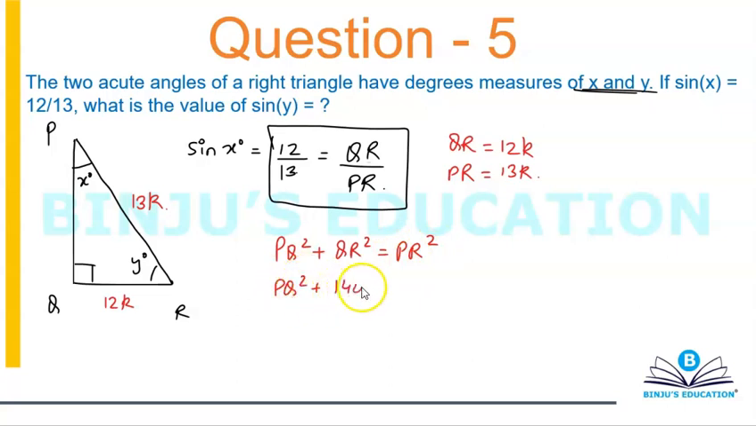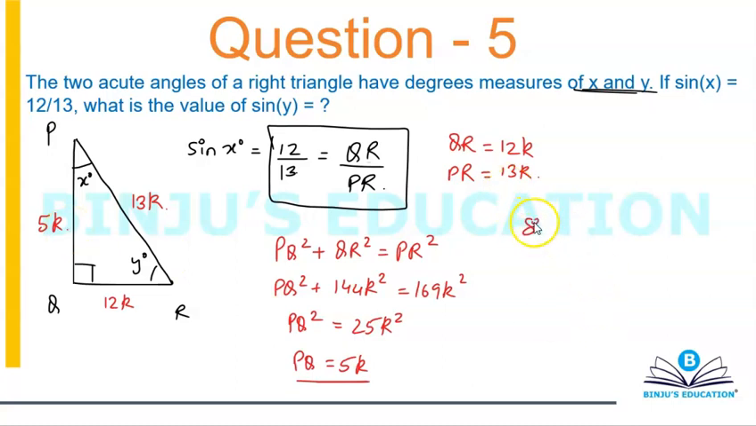PQ square plus 144K square will be equal to 169K square. PQ square is equal to, now 169 minus 144 is 25. So this is 25K square and PQ will be equal to 5K. So this here will simply become 5K. Now what do you want to calculate? You want to calculate sine of y. So sine of y is opposite by hypotenuse. So that is 5K by 13K and that is equal to 5 by 13.